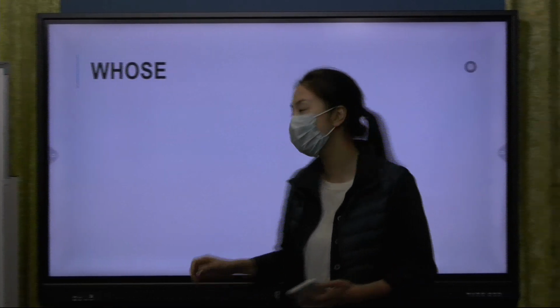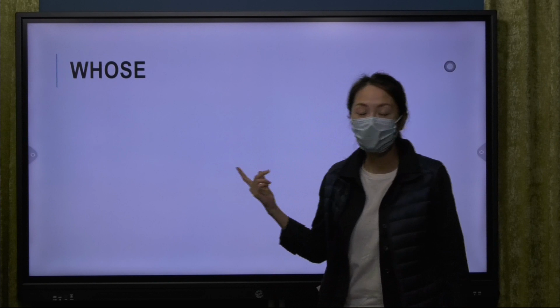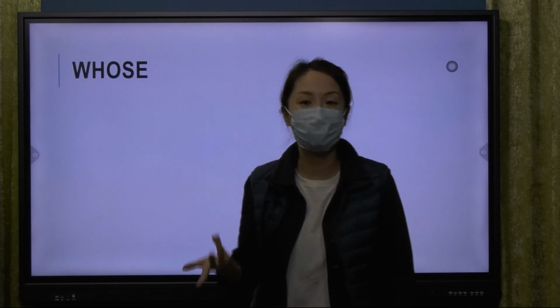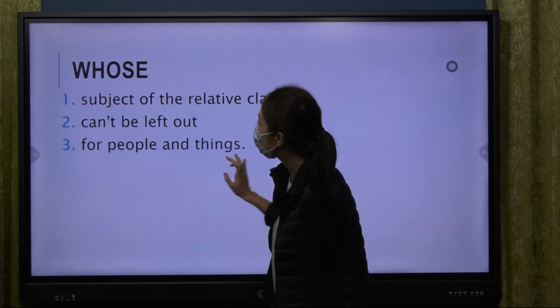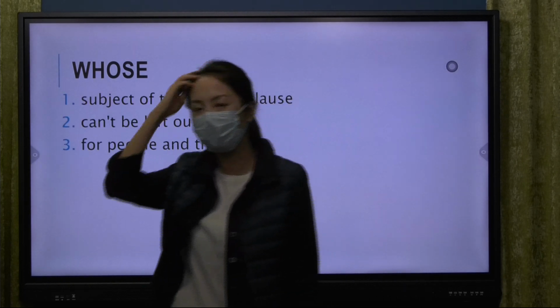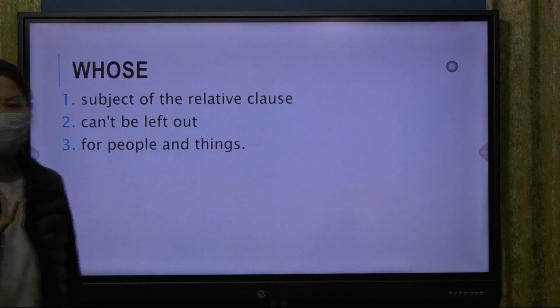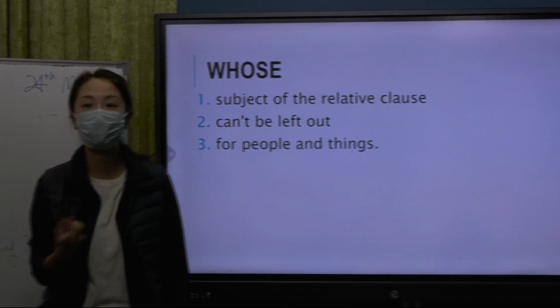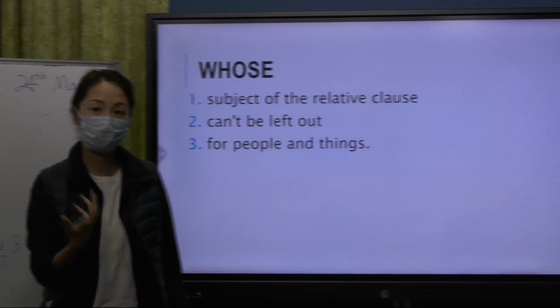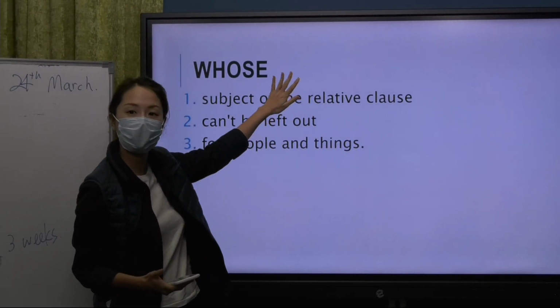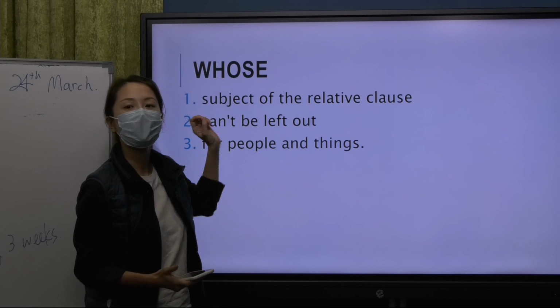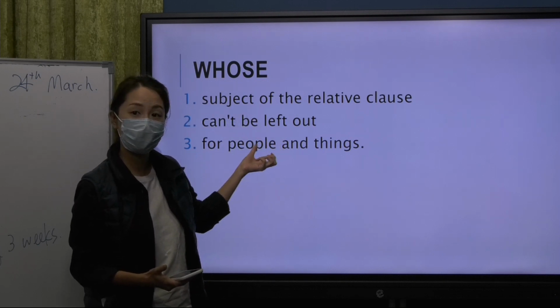So let's look at the last one, okay? Whose. Do you know the meaning of whose? Whose pen is this? Okay, 誰的, whose. So now let's look at how to use this relative pronoun in your writing or in your sentence making, okay? Firstly, whose should be the subject of the relative clause. This one I will explain later, okay? It's very complicated, okay? And then let's look at the second one and the third one.